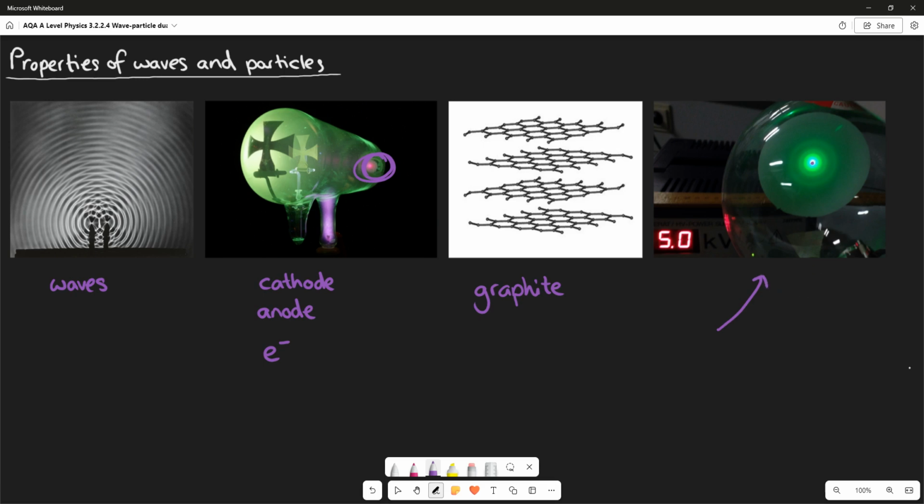We get a central dot, and then we get rings of light. And in between, we have dark patches. So here is a dark patch between the rings. Here is another dark patch between the rings, and so on. And this is actually a diffraction pattern. So we are getting diffraction as the electrons pass through these small gaps in the graphite.